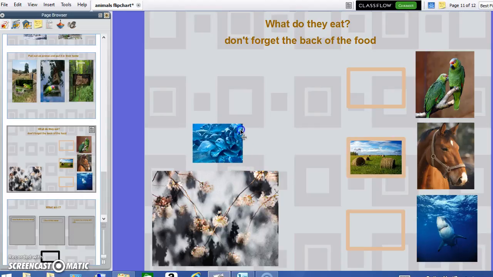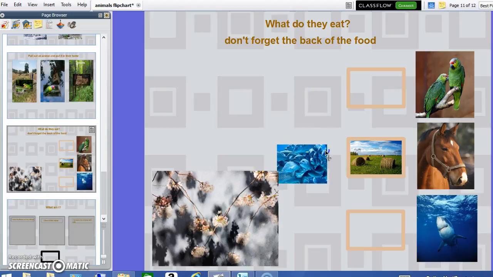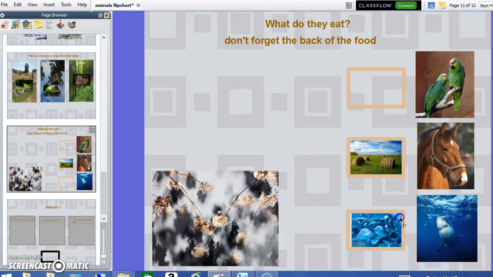And this is the sardine fish. The students have to know which of these animals eats the sardine fish. The correct answer here is that the blue shark eats the sardine fish. And the last thing is grains, which is the food for the bird. By this activity, the students will understand the food of these animals.